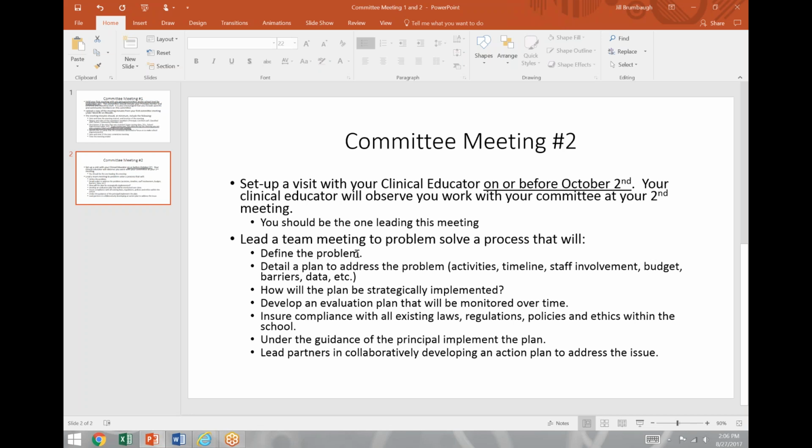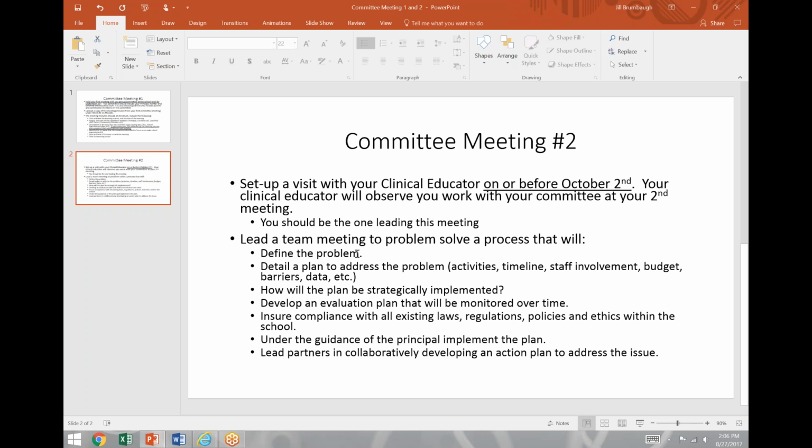How will the plan be strategically implemented? Develop an evaluation plan that will be monitored over time. So how will you know that you're making progress? How will you know that the things you're doing are having a positive effect? Ensure compliance with all existing laws, regulations, policies, and ethics within the school.